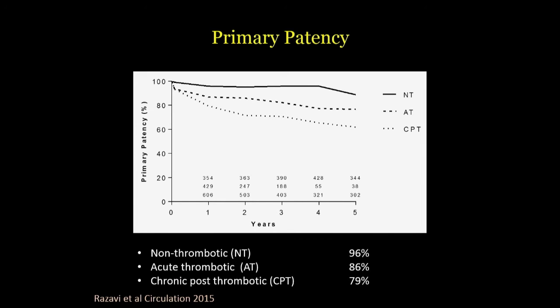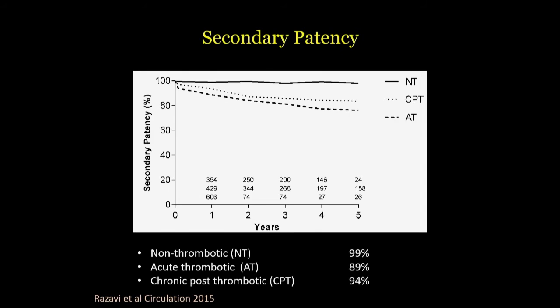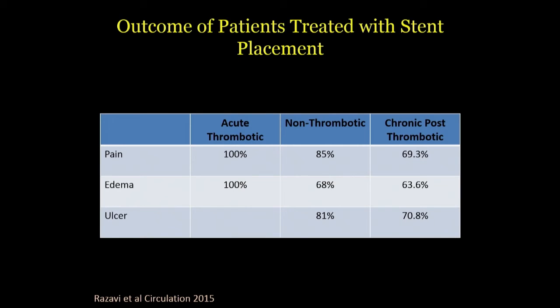The best are in non-thrombotic patients, and the worst were chronic post-thrombotic patients. A lot of it had to do with the fact that these patients with chronic occluded venous segments have poor inflow and long segments, so there are multiple reasons why the patency in those patients is not as good. And the secondary patency, obviously, is very nice and very respectable.